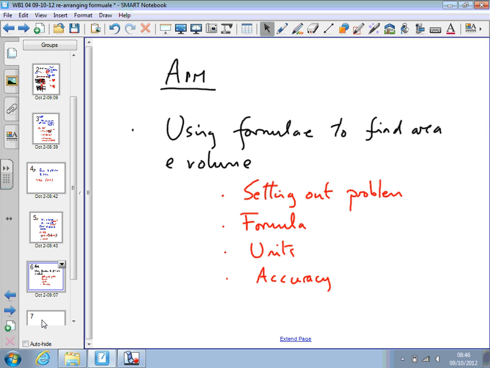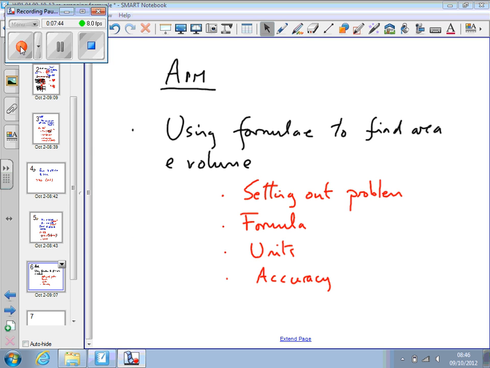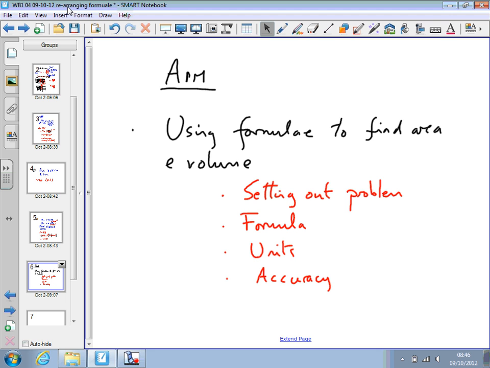I want to focus on setting out the problem. When it comes to the assignment, that's important because when you hand in the question, it needs to be laid out as you would lay it out to hand it to someone at work in an engineering environment, in the form of a report. So I need to be able to understand what you've done.